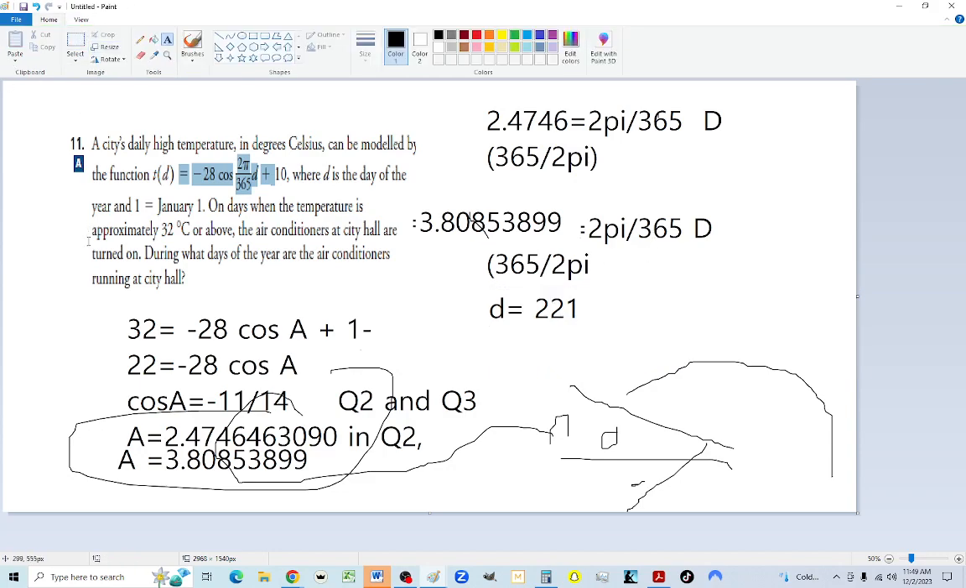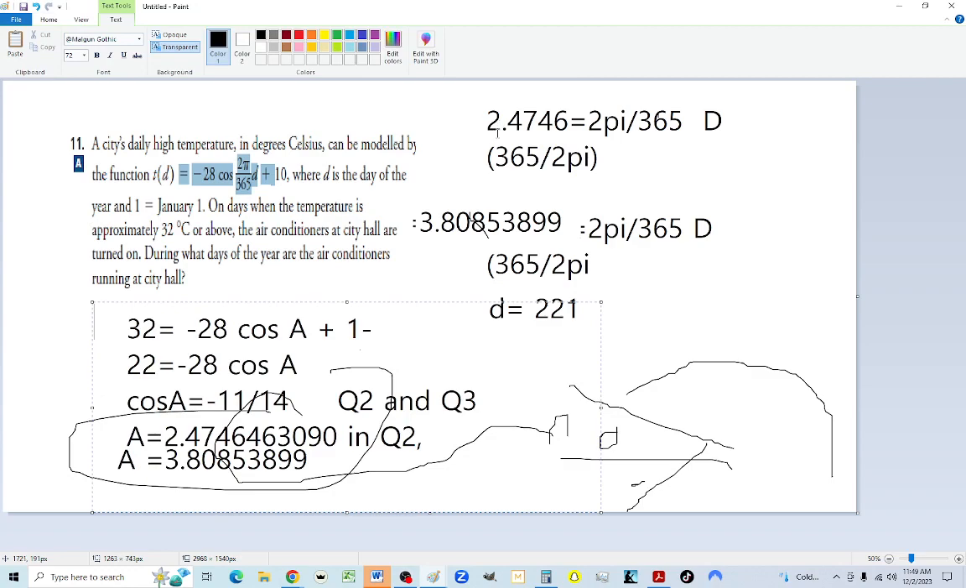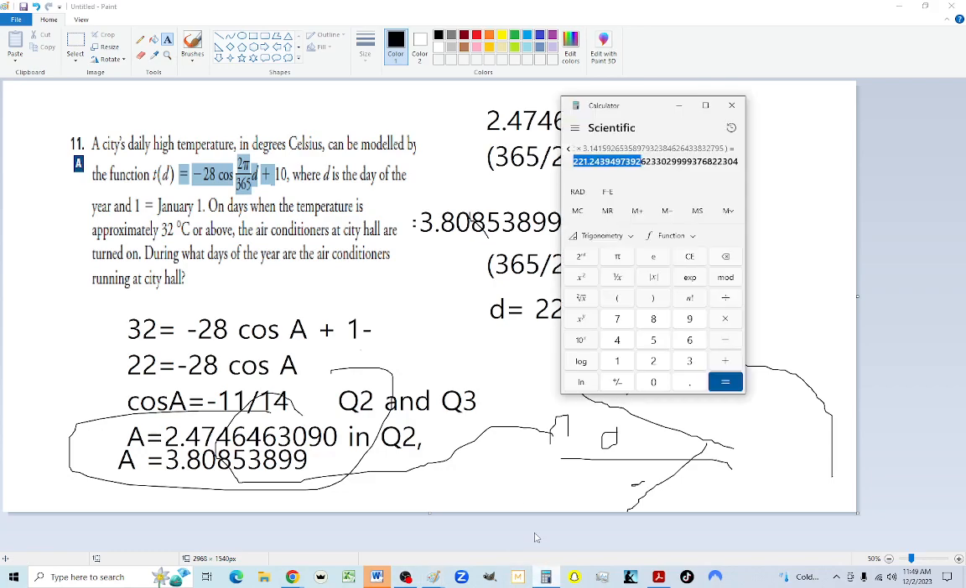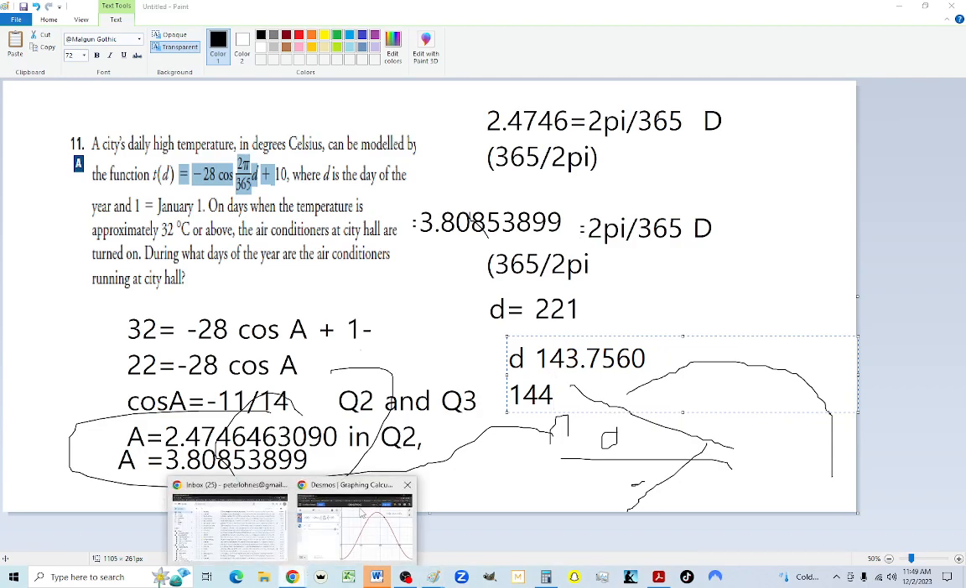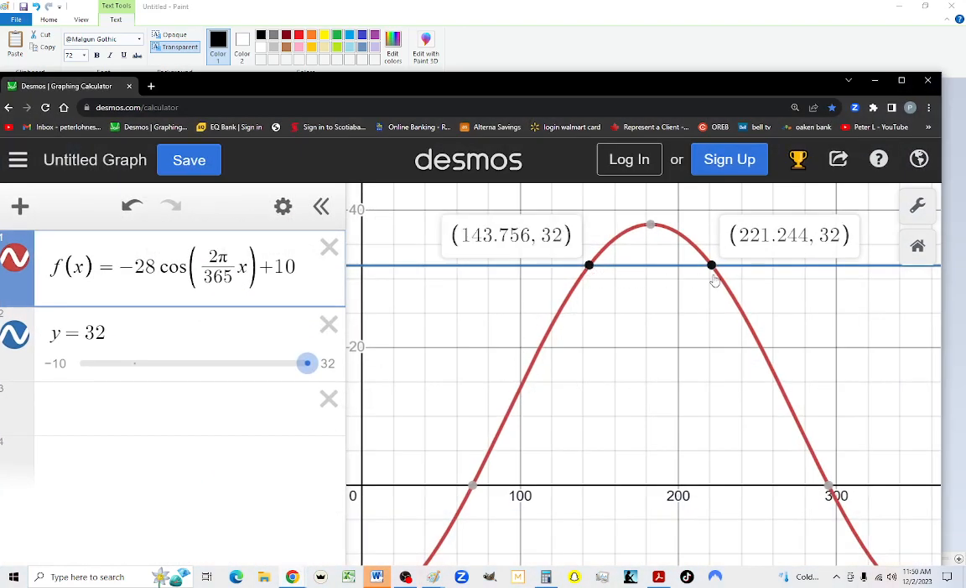The second one, you've got to take this value up above here, and multiply it by 365 and divide by 2 pi. Fortunately, it's in my memory. But multiply that by 365 and then divide it by, open brackets, 2 times pi. So the other day is this. Technically, round it up to 144. But as you can see from the chart, those are indeed the 2 days.